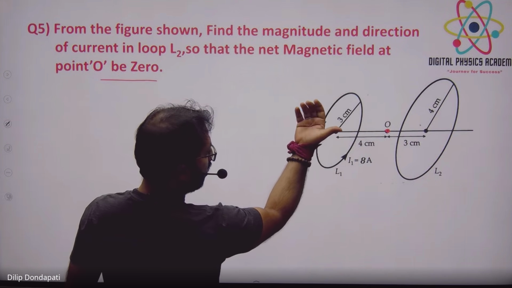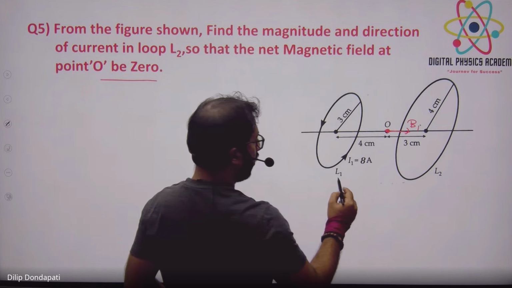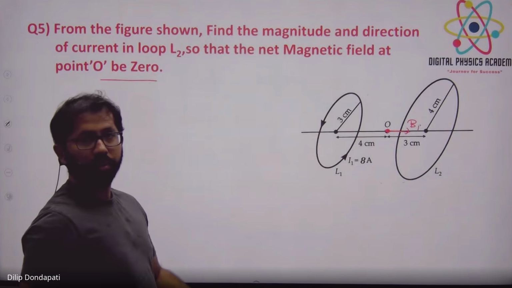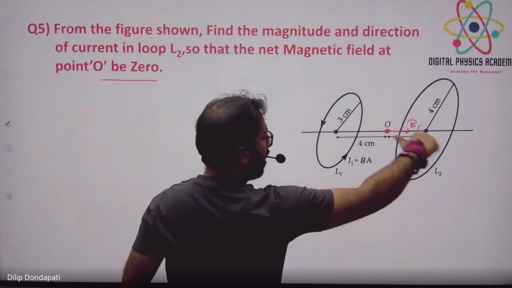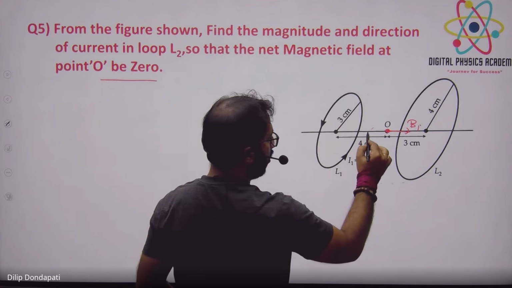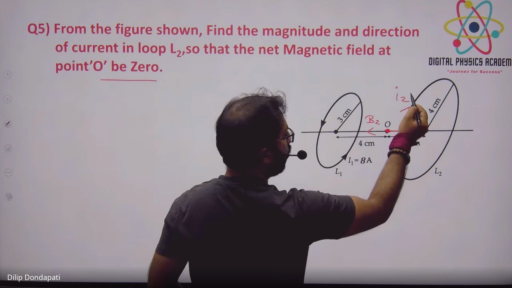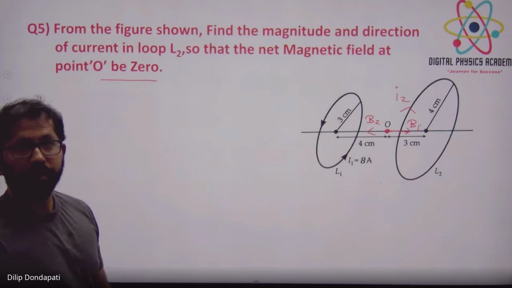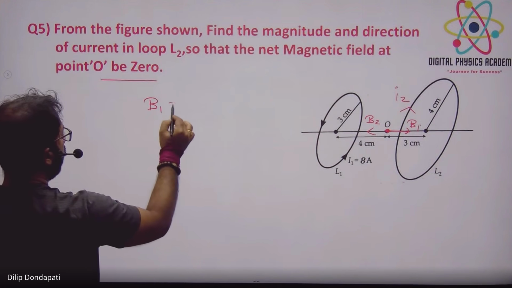It is coming like this, right? Then the thumb indicates the direction of the magnetic field. Yes, tell me, B1. So how will its current be? If it is like this, only then the magnetic field gets cancelled, right? Here B2. So the current is like this, I2. He's trying to find I2 only. Since the net magnetic field is 0, that means I can write B1 is equal to B2.